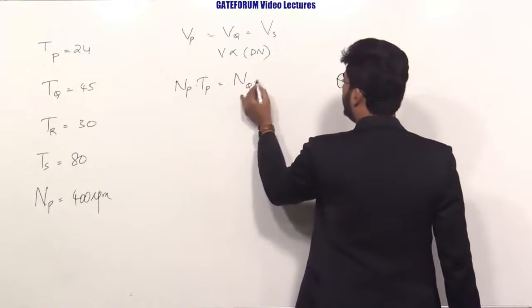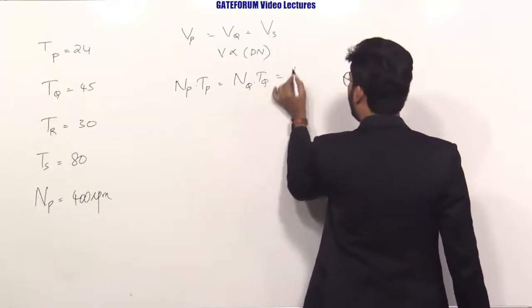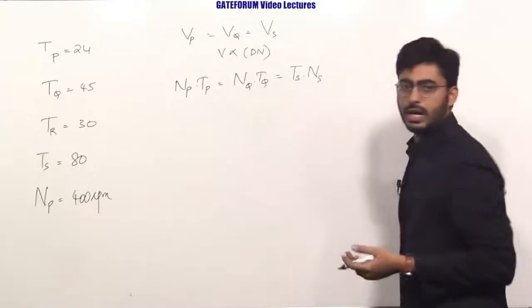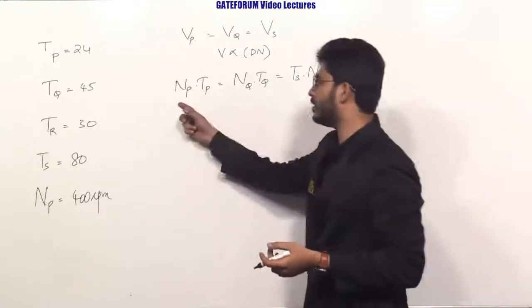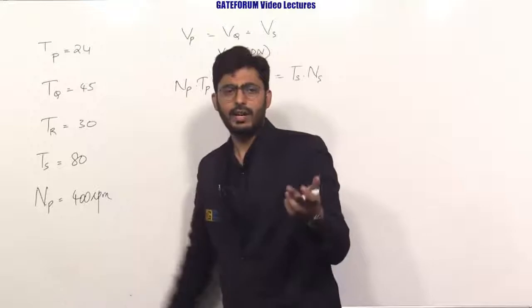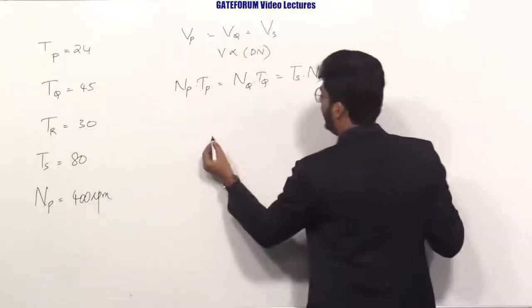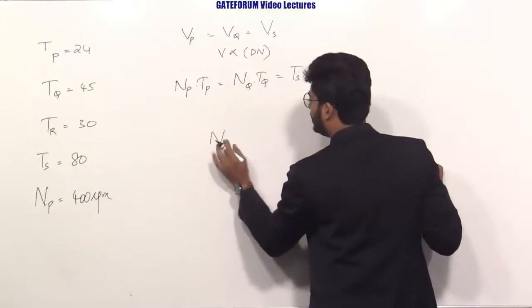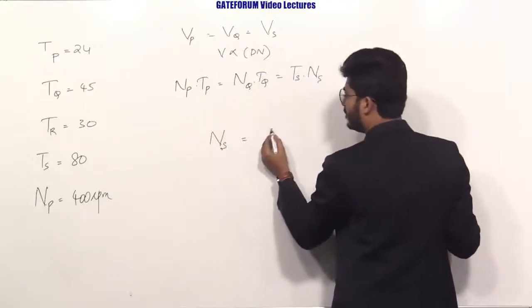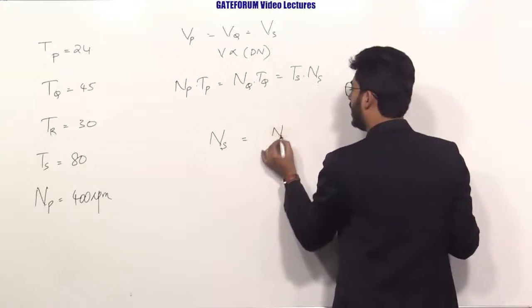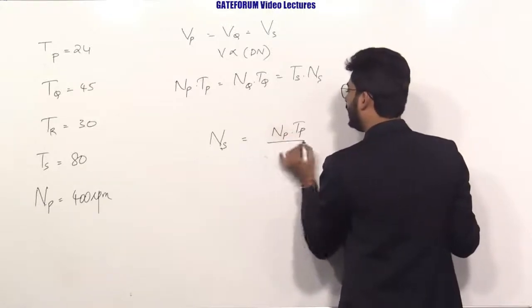NP TP equals NQ TQ equals NS TS. Okay, so now I need to calculate the velocity of the gear S, so I can use this relation, that is NS equals NP TP by TS, where NP is 400.